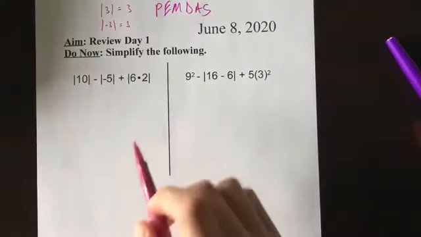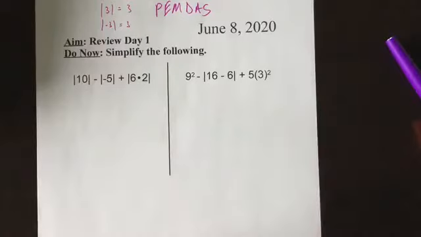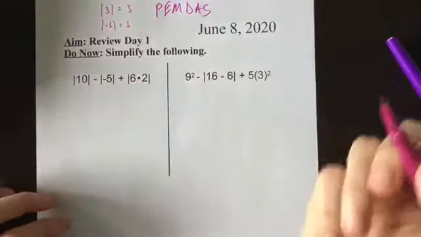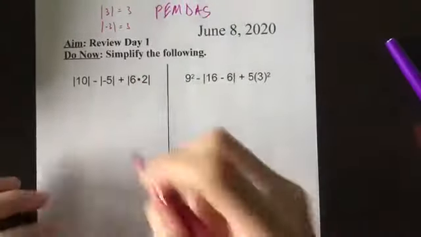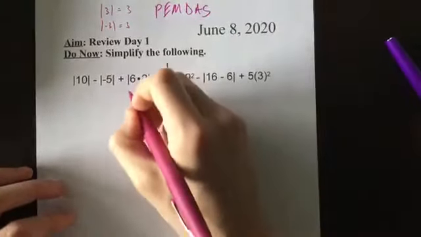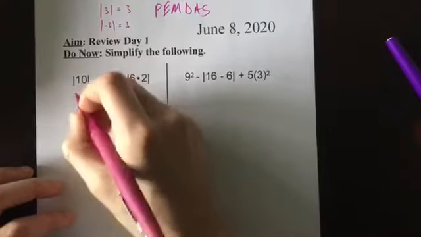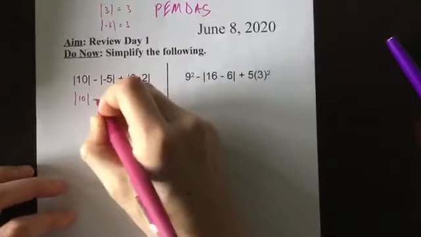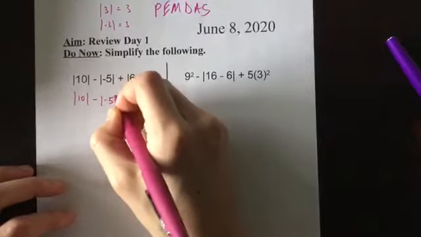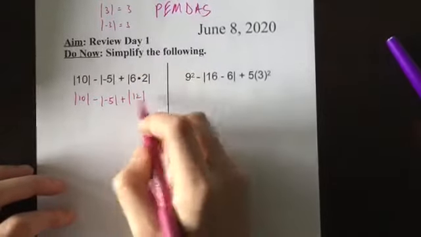And we want to make sure we are following PEMDAS as we go through and we simplify our expressions. So our absolute value bars also work as a grouping symbol. So we are going to work inside those absolute value bars and then do the absolute value bars themselves, similar to multiplication. So here we're going to go inside. 6 times 2 is 12. So we got absolute value of 10 minus the absolute value of negative 5 plus 12.